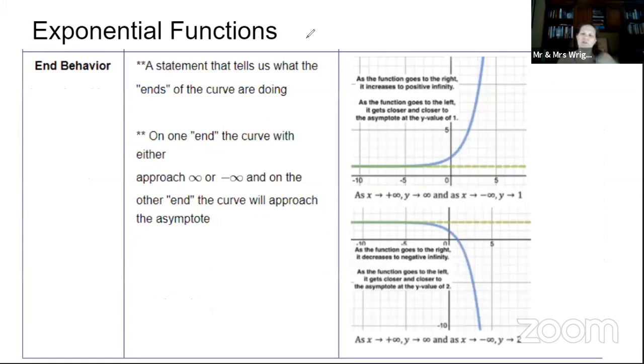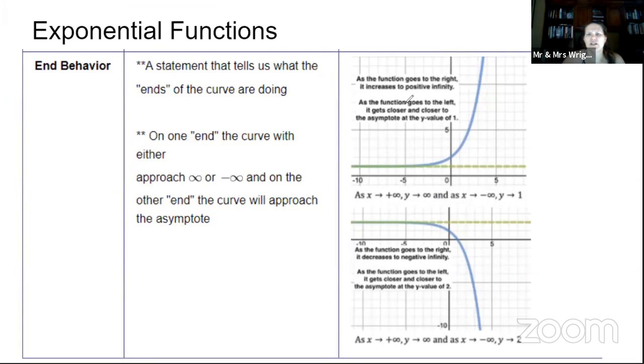All right, end behavior. What's happening at the end of the graph as it leaves our graph paper here, our coordinate plane that we can see? What's happening past what we can see? It's a statement that tells us what the ends of the curve are doing. One end of the curve will either approach positive infinity or negative infinity, and the other end of the curve will approach the asymptote. And this end behavior description is specifically for exponential functions, right? Because this is our first time looking at asymptotes.